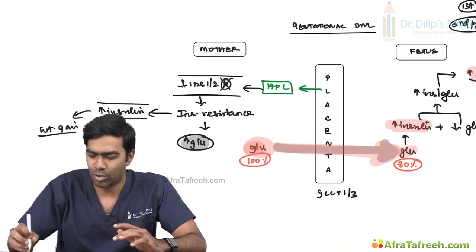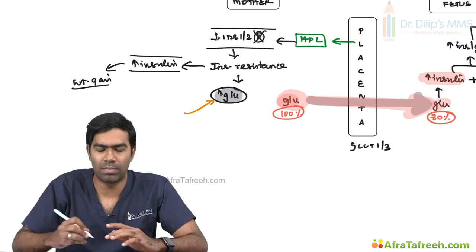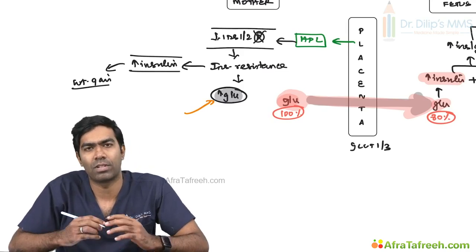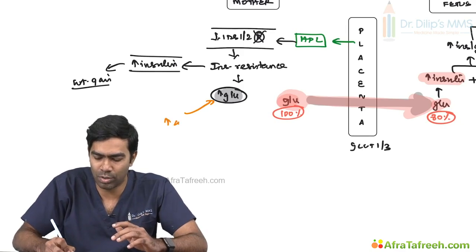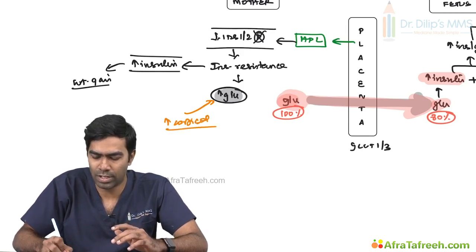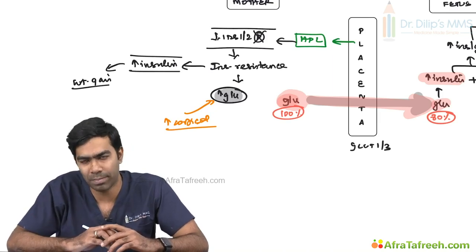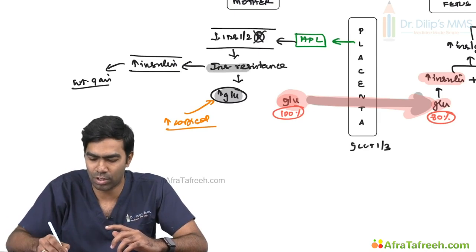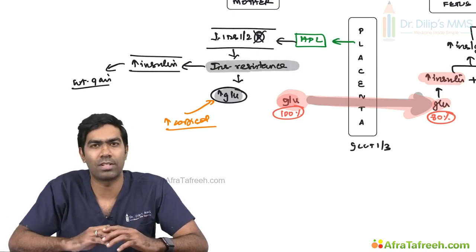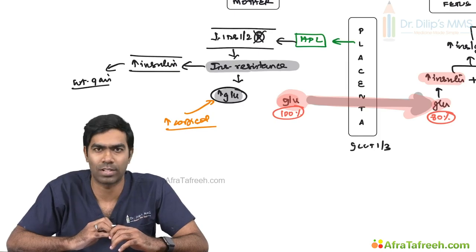And this increase in glucose doesn't only come from the insulin resistance generated by human placental lactogen. This can also be due to excessive cortisol that is produced during the second and the third trimester by the mother itself, and at the same time there is progesterone that can also cause a slight amount of insulin resistance, which increases in the second and third trimester once again.